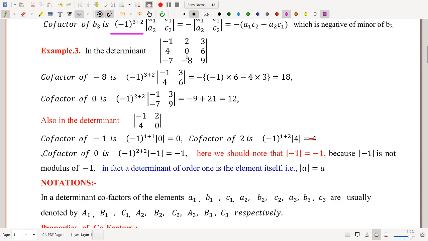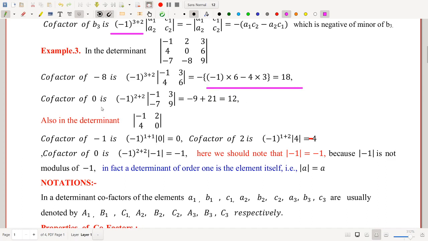Practical example, let us see here. Cofactor of minus 8 in this determinant. Minus 8 lies in third row second column, so minus 1 to the power 3 plus 2. Then minor of 8 is omitting third row and second column. We get minus 1, 3, 4, 6. So we have calculated as usual. This is cofactor of minus 8.